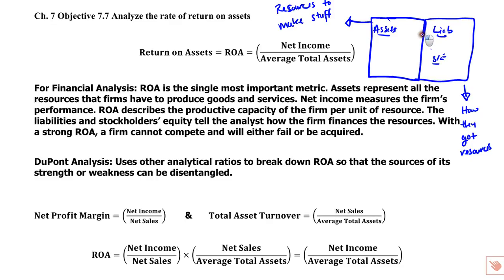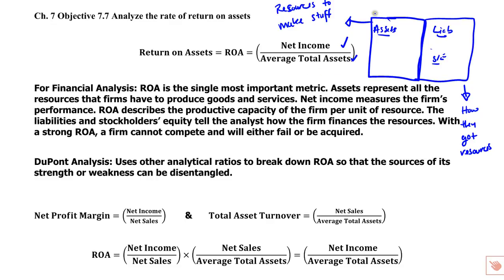So how they got the resources might be interesting, but if all the resources you have and you're still not creating a lot of value for your customers, it's really not going to be a very useful company. All right, so this ratio is net income, which is after all is said and done with our operations, does it look like we produced more than we used up? And as a function of the total assets we had in the denominator, average total assets. So this one ratio is telling you how effective the enterprise is at producing value for its customers.